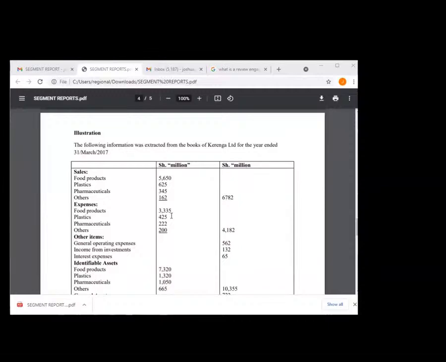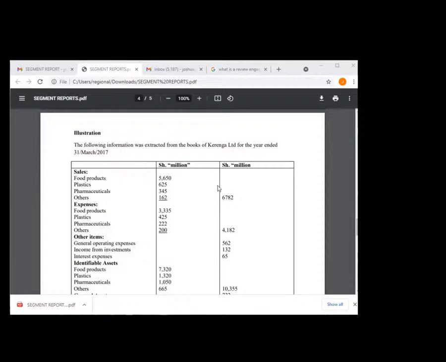You take revenue of plastics minus the plastic expenses. So 625 minus 425, that gives us, ladies and gentlemen, a cool 200.